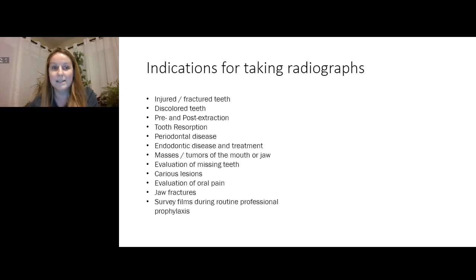If you have masses or tumors in the jaw or anywhere in the mouth, you want to make sure that you're evaluating those, getting some radiographs, seeing if those are into the bone, seeing if that's also affecting the teeth in that region. Evaluation of missing teeth, and this is a big one. We want to make sure that if we are in the mouth and we see that some teeth are missing, we're taking radiographs of that.